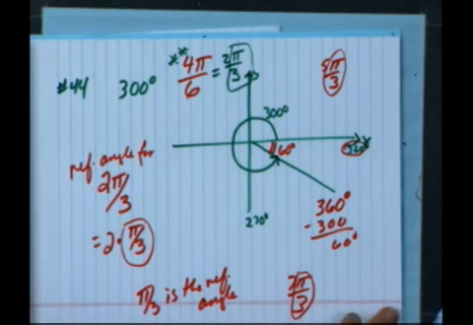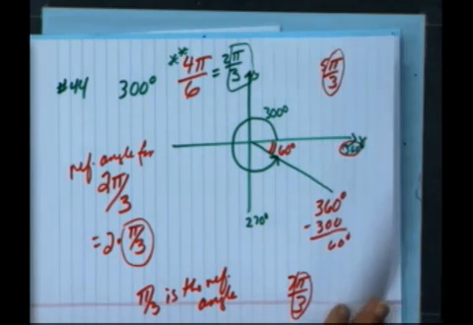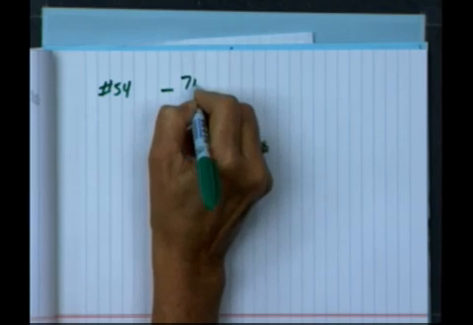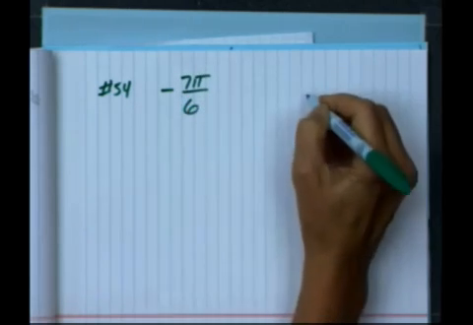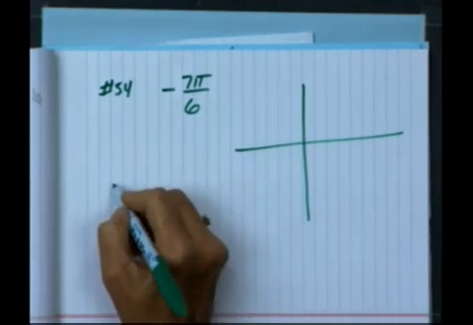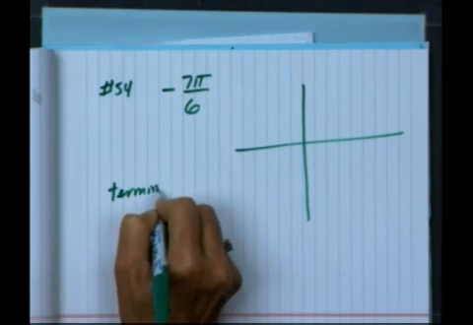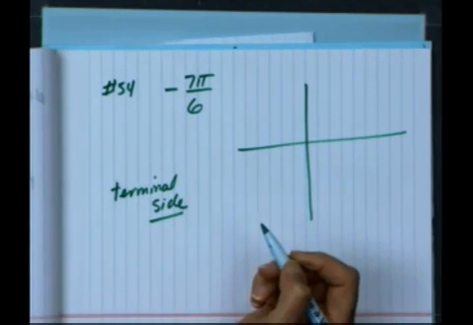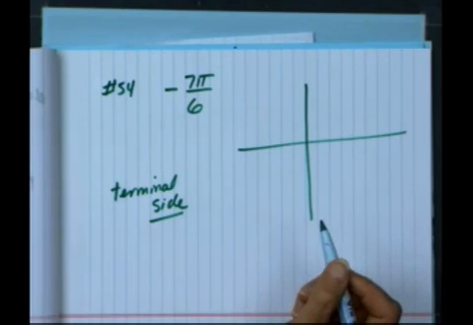All right, so we're on number 54 now. Well, that one was too easy. Number 54 is finding the reference angle for negative 7 pi over 6. I want to know where the terminal side of negative 7 pi over 6 is. Where is it?